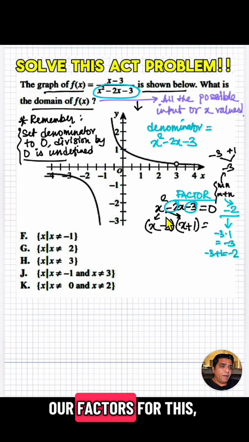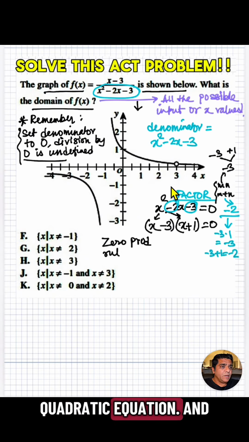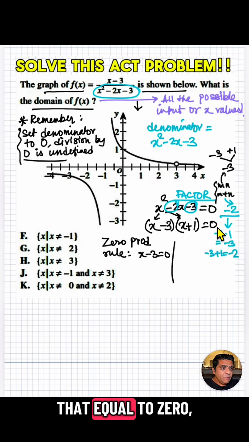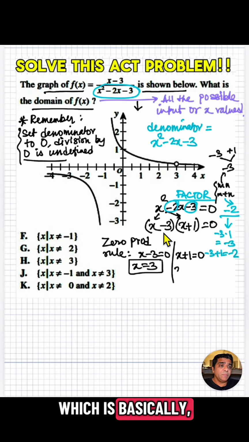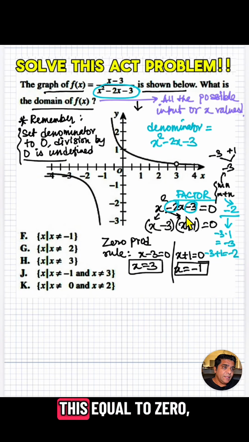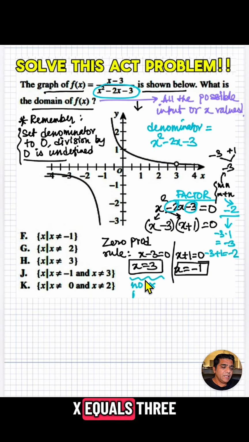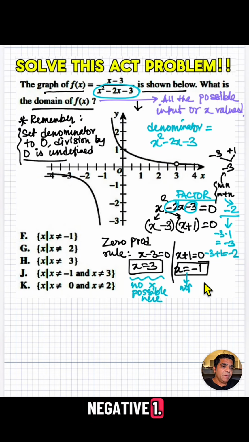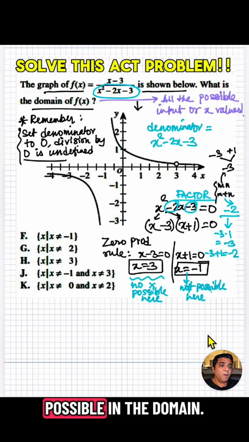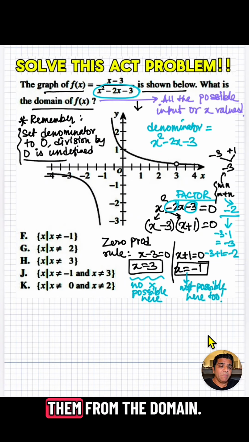So these are our factors for this quadratic equation, and we set that equal to 0, and then we use the zero product rule, which is basically set this equal to 0 and then set this equal to 0, and then we get our two answers, x equals 3 and x equals -1. These are the values of x that are not possible in the domain. We have to exclude them from the domain.